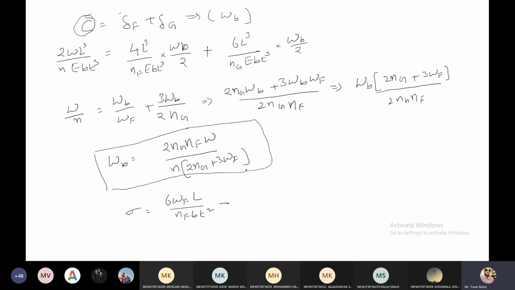What is the initial stress here? 6L by NF BT square into WB by 2. So initial stress is generated due to applying the torque on the bolt. That's the reason initial stress is generated on the spring leaf. Okay.